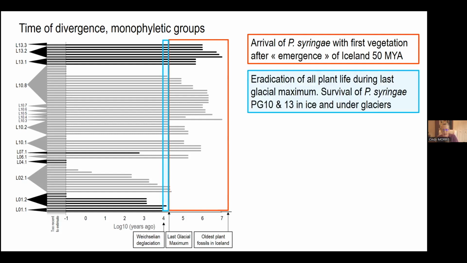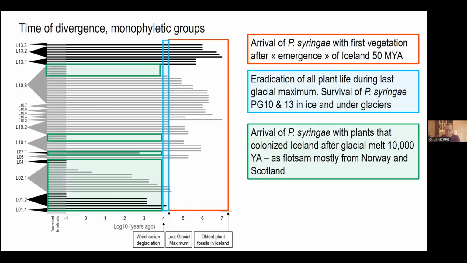Then there was the last glacial maximum, and what people have said about it was that no plant life survived. Nothing. There were no refugia on Iceland. So eradication of all plant life. Pseudomonas syringae itself could have survived in ice and under glaciers. I called my colleagues who work on viability in glacial ice, and they said, oh, 20,000 years? That's a vacation, no problem. Many bacteria can do that. So it's a real possibility that Pseudomonas syringae could have survived that period in ice and under glaciers.